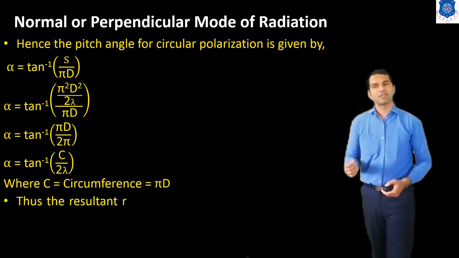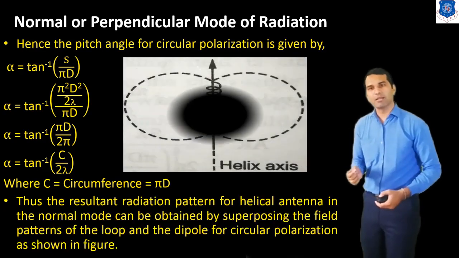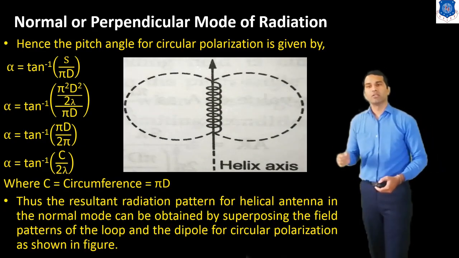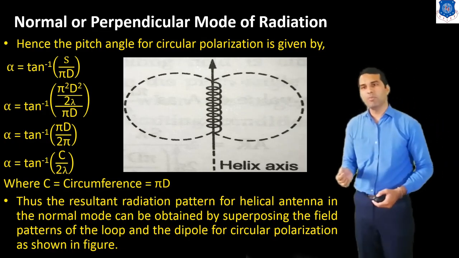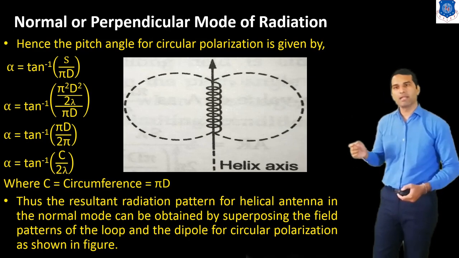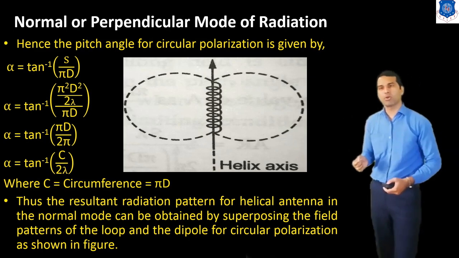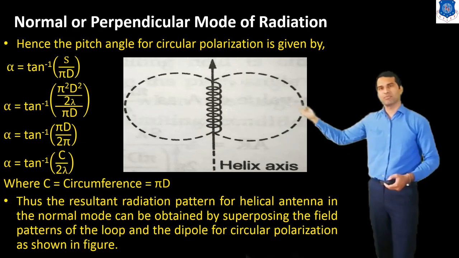Thus, the resultant radiation pattern for the helical antenna in the normal mode can be obtained by superposing the field patterns of the loop and the dipole for circular polarization, as shown in this figure.